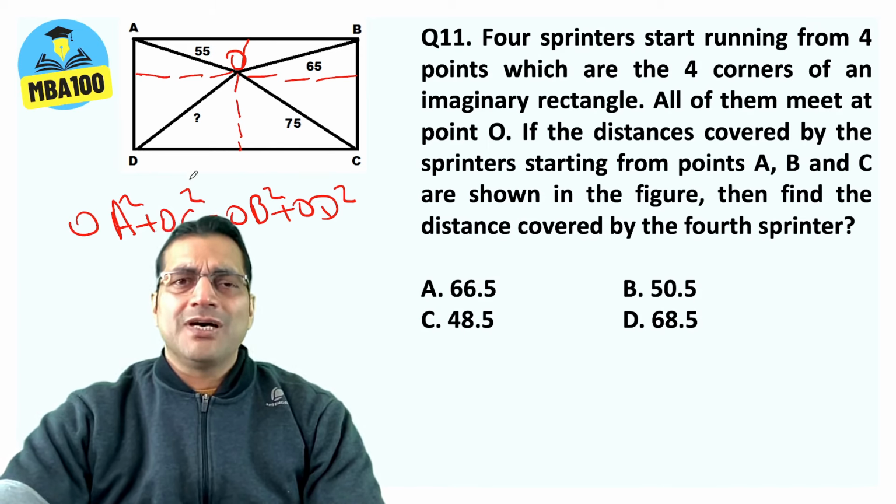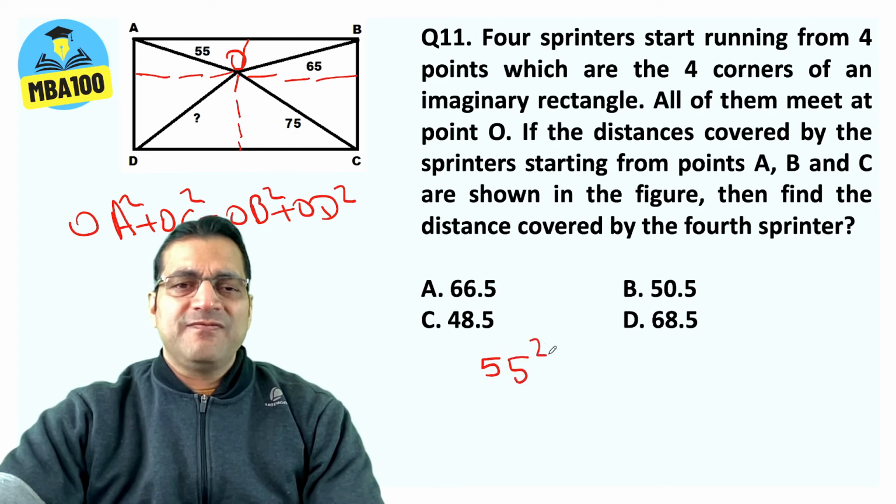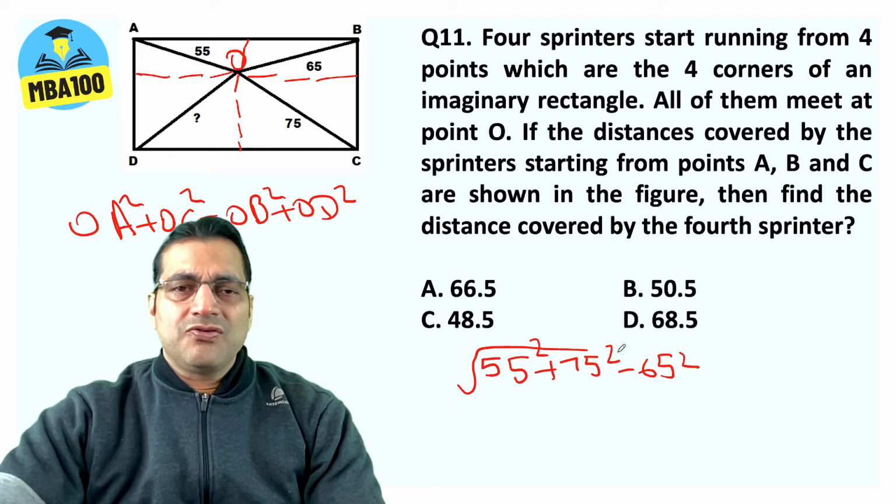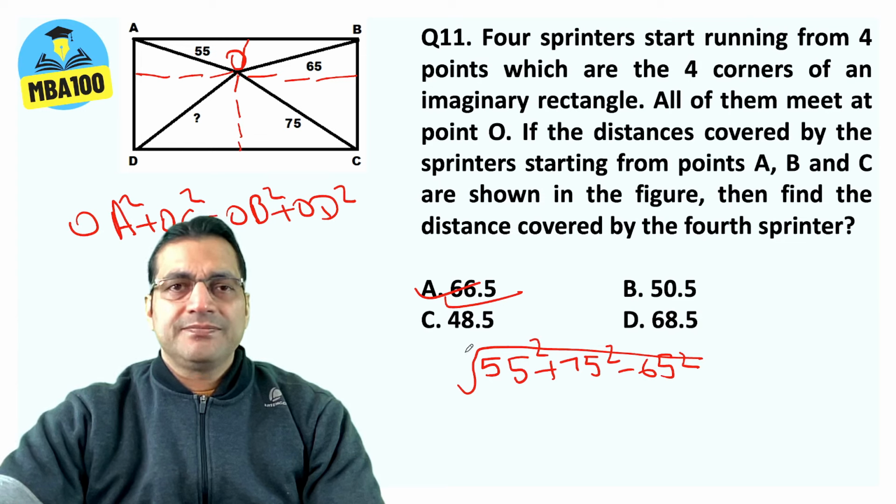Anyway, we have already shown you the answers initially only. So your answer is going to be the square root of 55 square plus 75 square minus 65 square. That is close to 66.5. That is it.